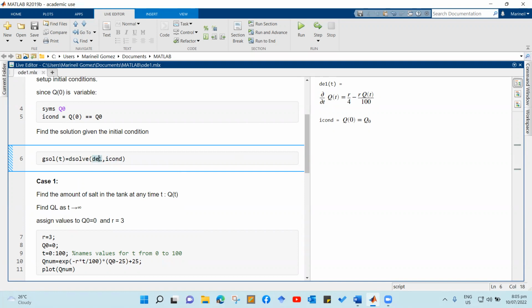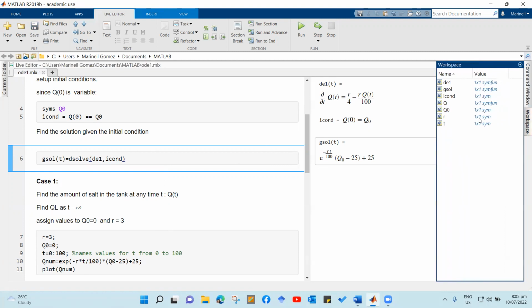So actually, if you look at MATLAB, you will see here equation 1, equation 2, condition, and options. So here is the syntax for the dsolve, and it's actually quite helpful when you type. So I'll run this section. So I got this solution, the solution of Q(t).